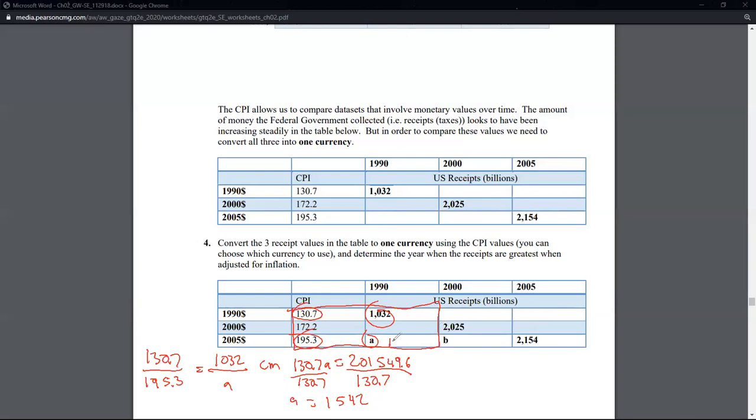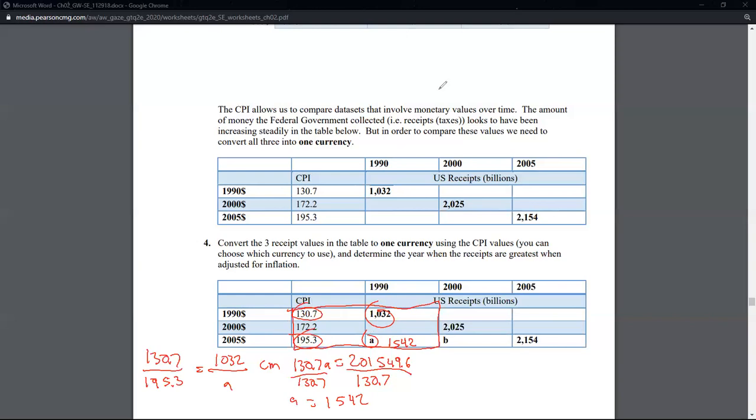So this number is now 1542. So the receipts that we had in 1990 of $1 trillion approximately, if you converted that to the most recent currency in the chart, which was 15 years ago, it was 1,500 billion or 1.5 trillion, depending on how you want to say it. So 1 trillion versus 1.5 trillion, again, just in different currencies, just in different dollars. This is like having yen and dollars. They're different things.